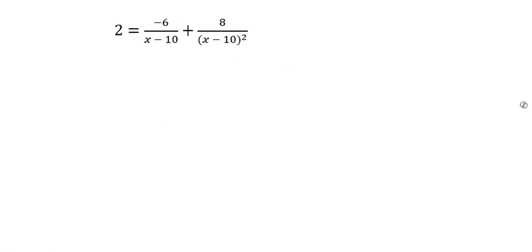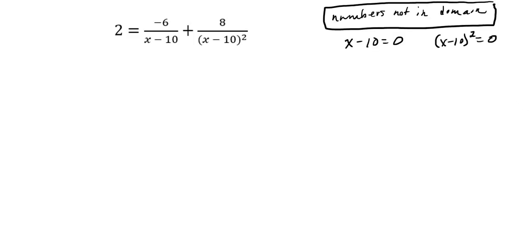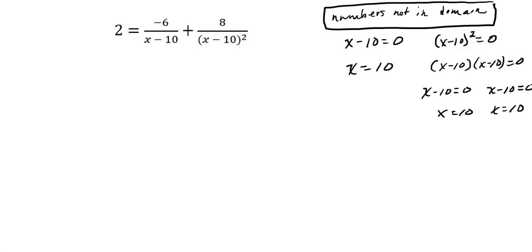In this problem, again, we're going to start off by finding numbers not in my domain. So I'm going to set each of my denominators equal to 0 and solve. So for my first denominator, I get x to equal 10. Now I'm going to set each of these factors equal to 0 and solve. So 10 is the only number not in my domain.